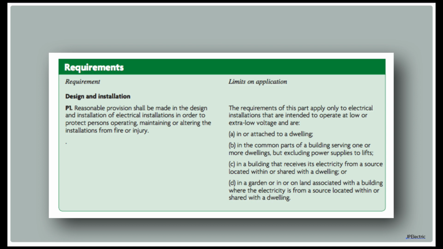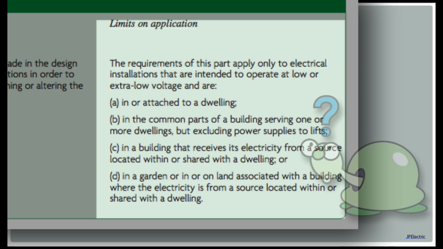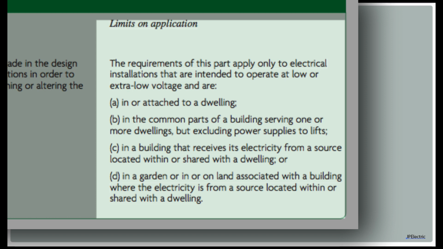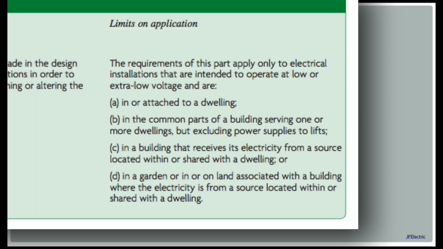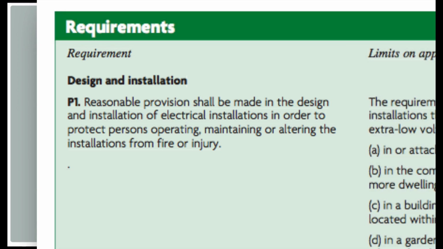So Part P is only applicable to electrical installations that tend to operate at low or extra low voltage, and that they're in or attached to a dwelling, and in the common parts of buildings, excluding supplies to lifts, and in a building that receives electricity from a source located within the dwelling, or in a garden or land associated with the building. And when we design our electrical installation and when we install it, we're making sure that people using that building, that dwelling, are protected from fire or injury, electric shock.